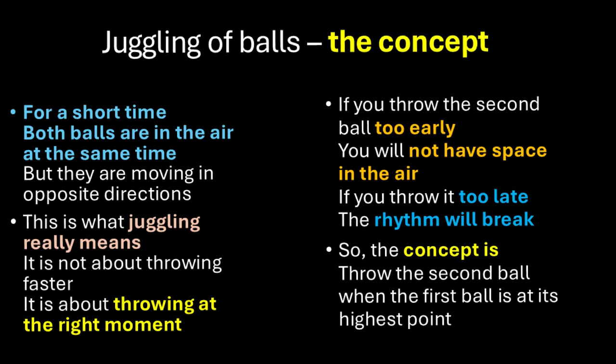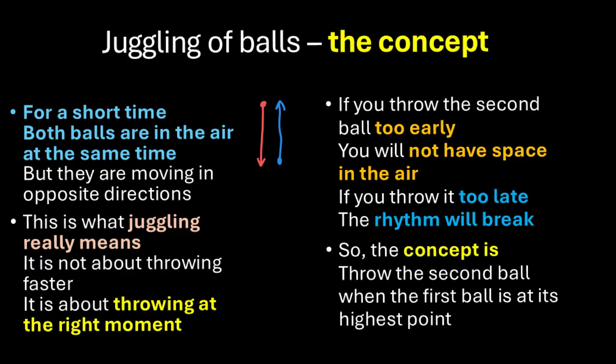So, what is the concept of juggling? For a short time, both balls are in the air at the same time, but they move in opposite directions. Like we saw, the first ball is coming down at the same time the second ball is going up. This is what juggling really means. It is not about throwing faster, it is about throwing at the right moment. And what is the right moment? The right moment is the second ball being thrown when the first ball is at the maximum height.